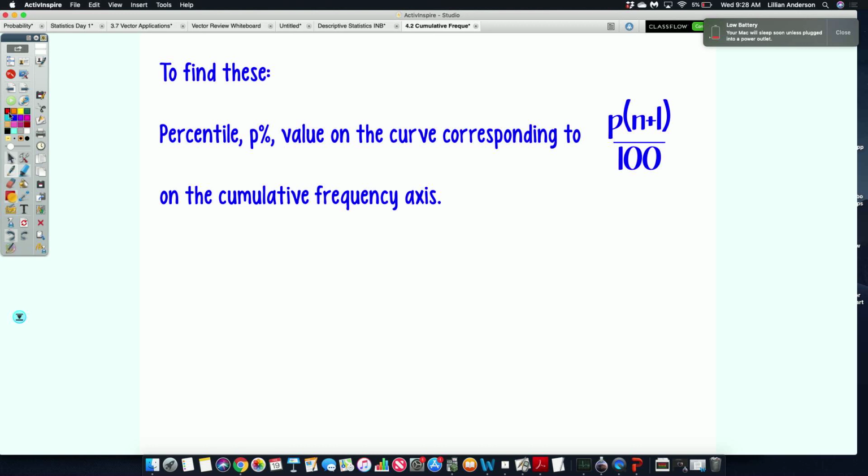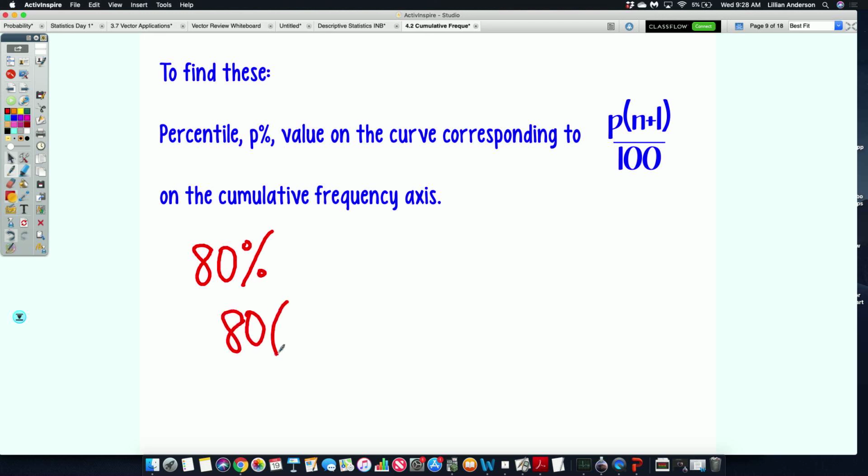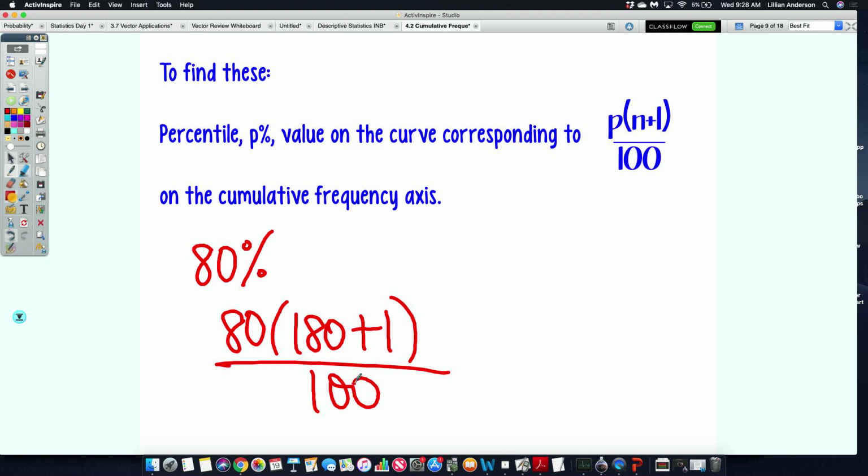Okay. So if I asked you in any one of the problems, or if Ivy asked you in any one of the problems, to find the 80th percentile, or how many cars were in the top 20% or something like that, you would use this formula here, where 80 would be your P, because it does need to be as a percent. So 80%. I'm just making this up. Again, N is still 180. You add 1 and divide by 100. Someone tell me, what is that?